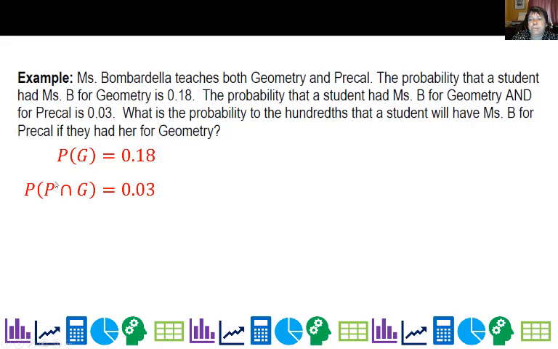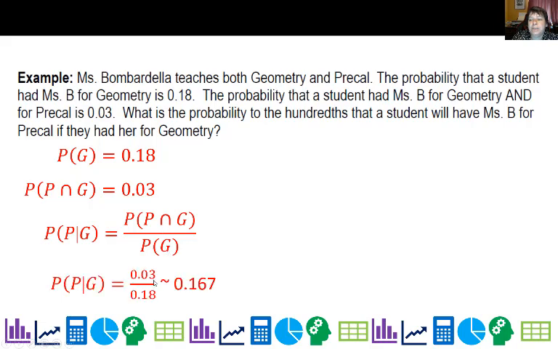Probability that they had her for both geometry and pre-cal is 0.03. So the probability of getting pre-cal, given they had geometry with Miss B, is the probability of pre-cal and geometry over the probability of geometry. In this case, it's the 0.03 over the 0.18, or about 0.167.